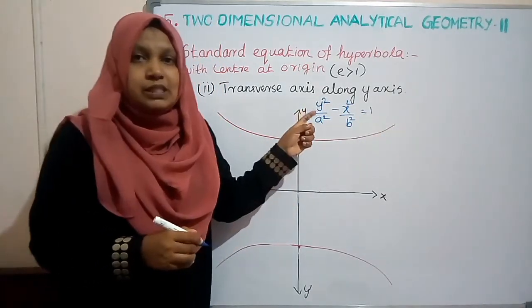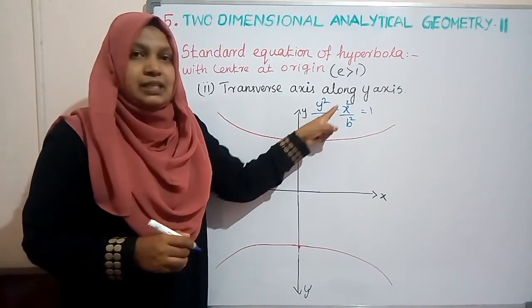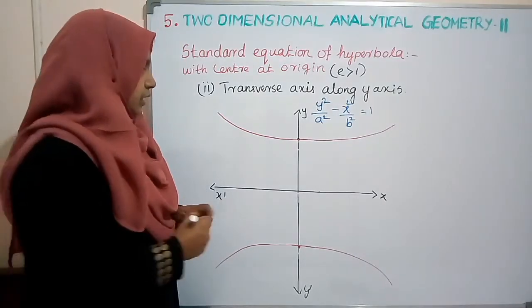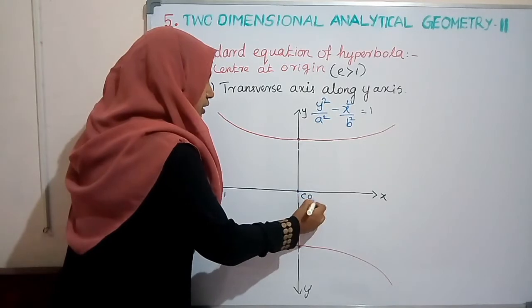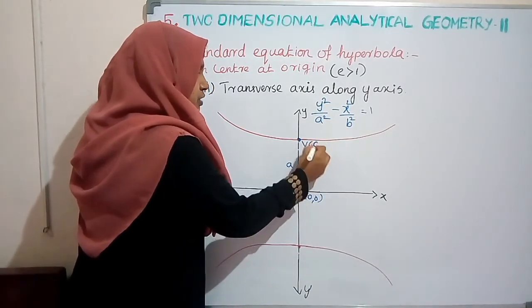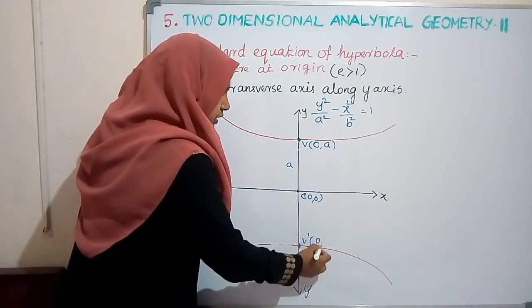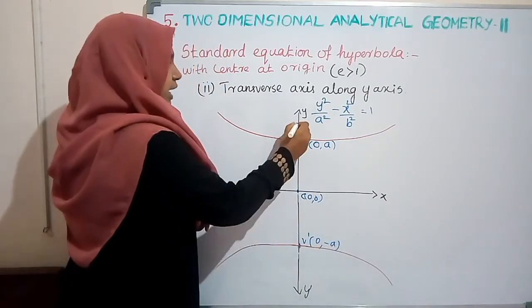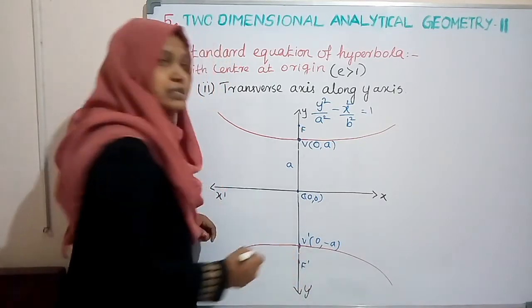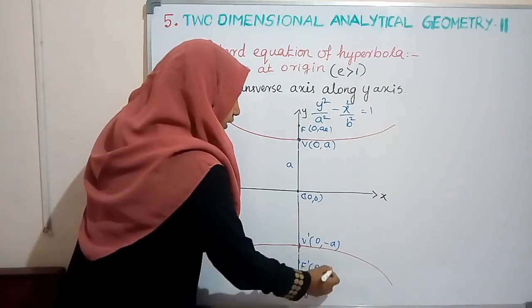The type 2 equation: the y square term should come first. Y square by a square minus x square by b square is equal to 1. In this one the center is (0, 0) and these two are our vertices, at a distance of a units, so we can write it as (0, a), and B dash is the next vertex, (0, minus a). We have the foci F and F dash, at (0, ae) and (0, minus ae).